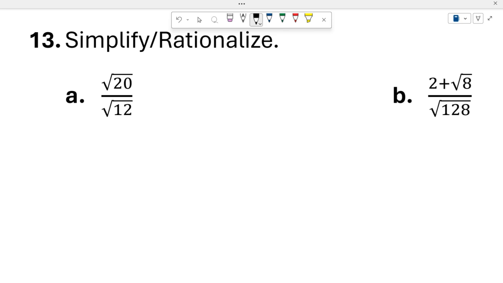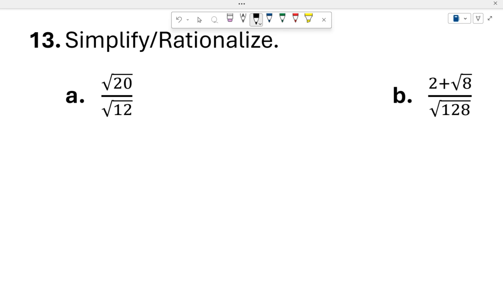It is a mathematical convention that we generally don't want any roots in our denominator. It's okay to have them in the numerator, but in general, we don't want any roots in our denominator, so we're going to have to fix that.